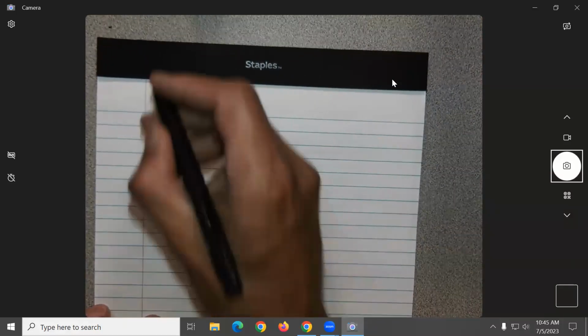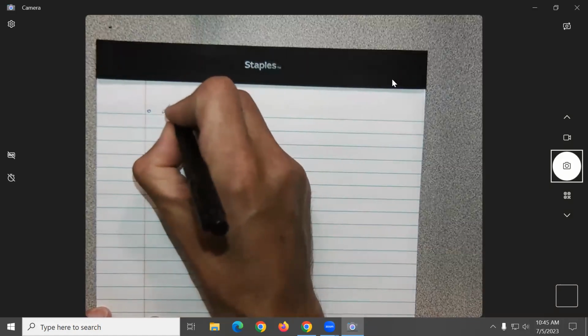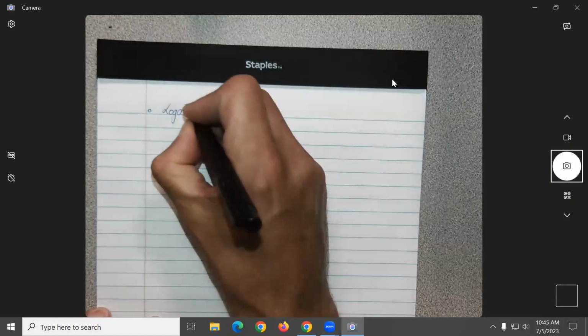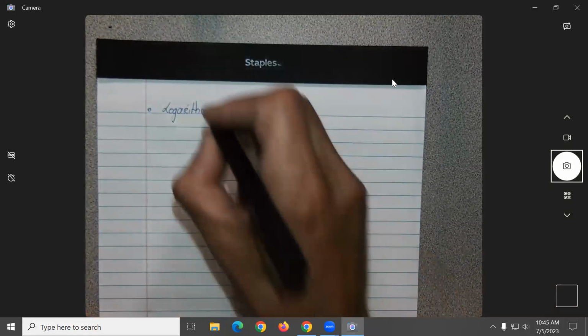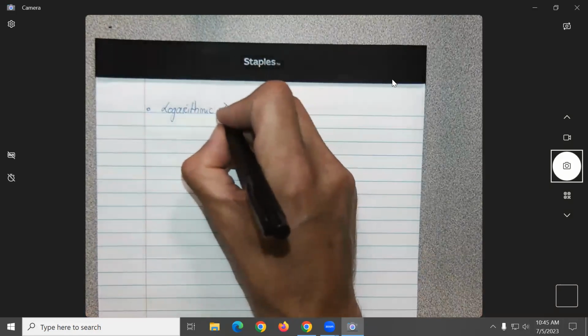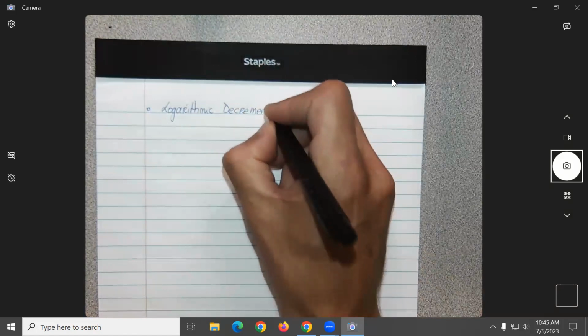Okay, so one thing, here is something called the logarithmic decrement.